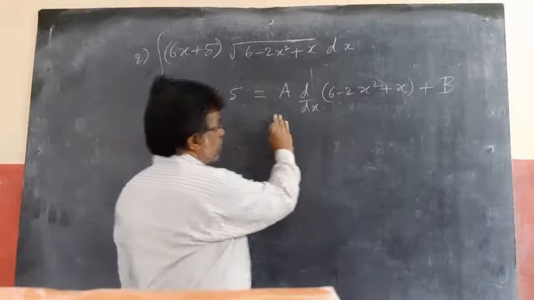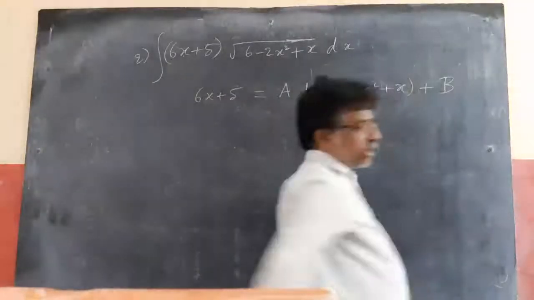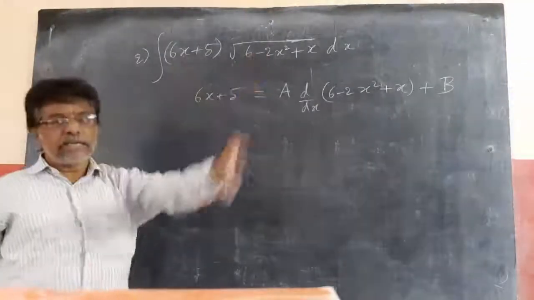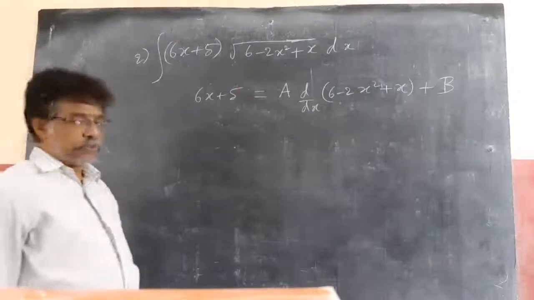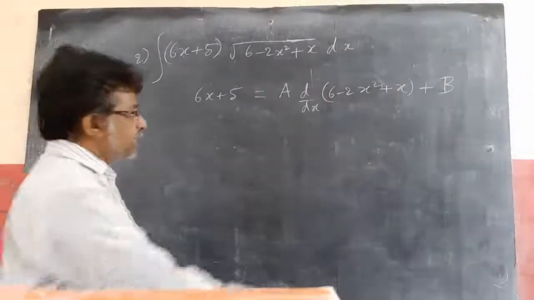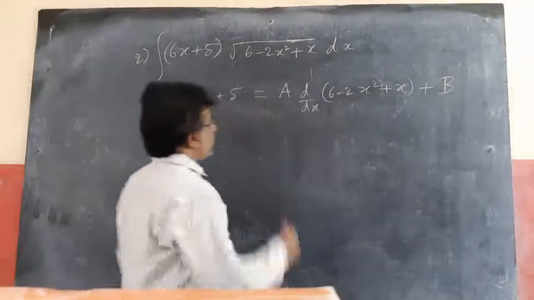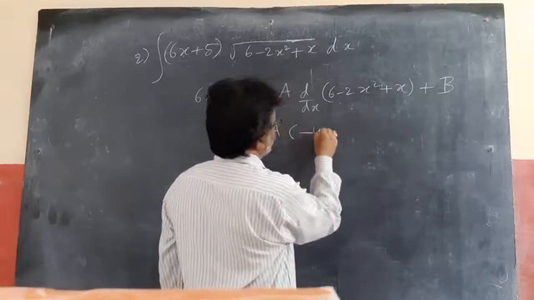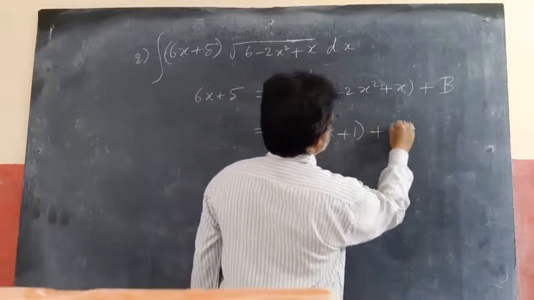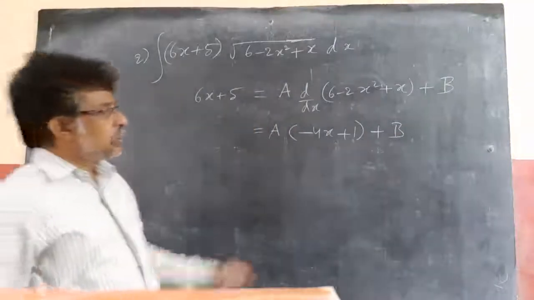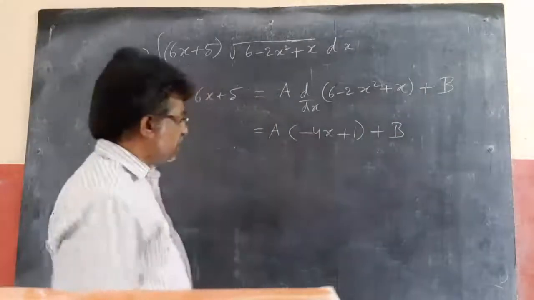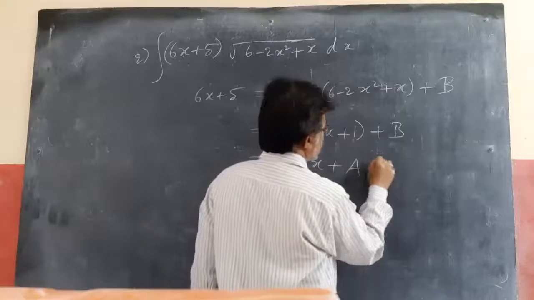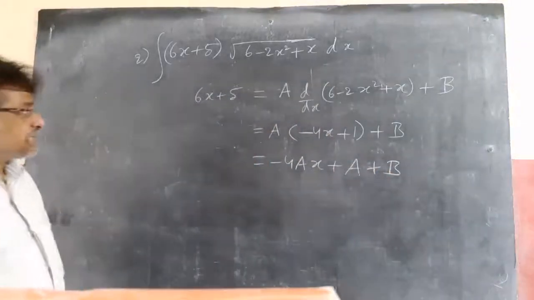So linear equals a into d by dx of quadratic plus b. Previously we did px plus q by the root of ax square plus bx plus c. Here it is px plus q into the root of ax square plus bx plus c. That is the only difference, but the procedure is the same for all. So a into d by dx of quadratic plus b. By simplifying this, you will get a into derivative of 6 is 0 minus 4x plus 1, plus b. So minus 4ax plus a plus b.